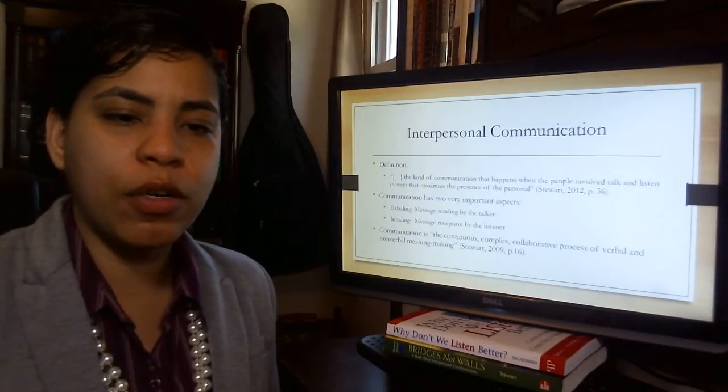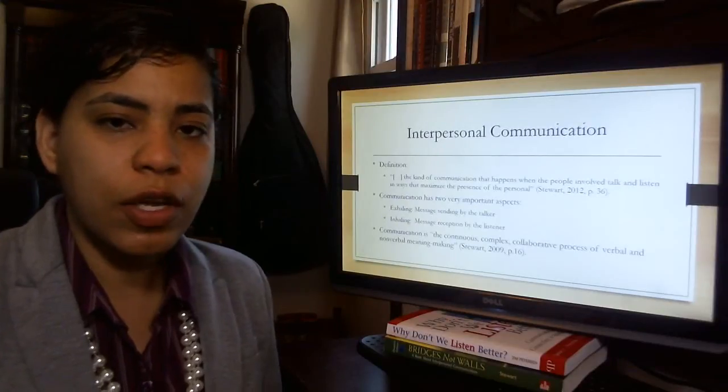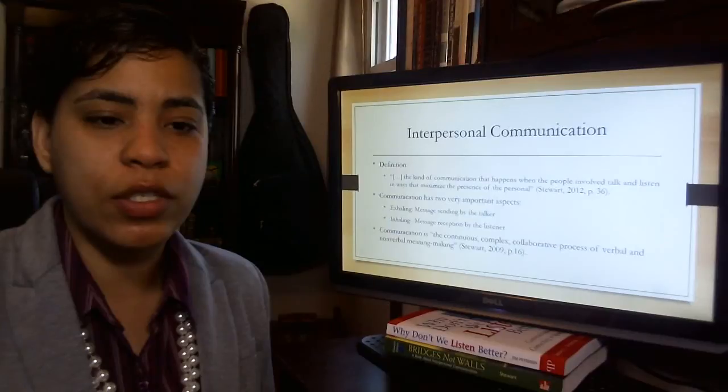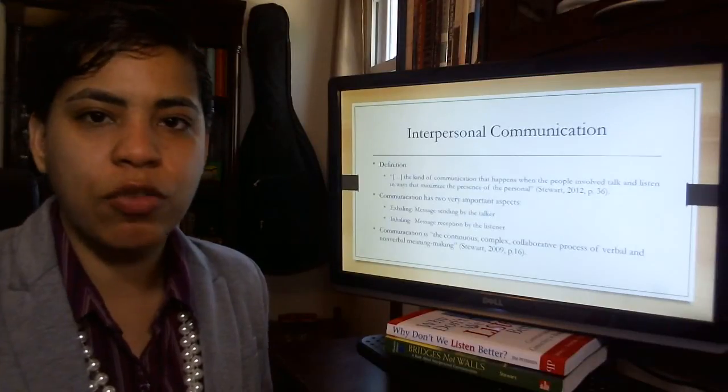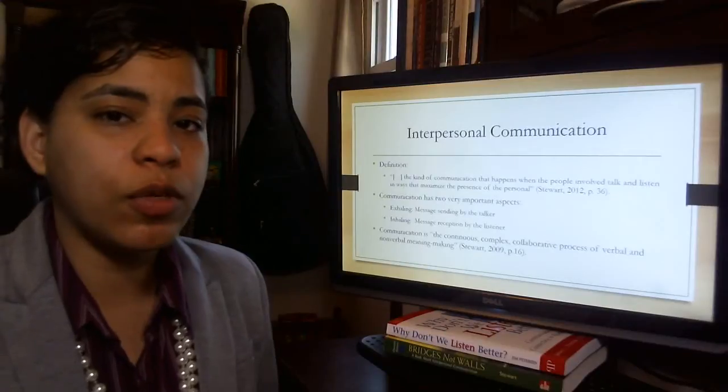For example, when a speaker is talking, they are verbally sending messages to the listener. However, if the listener is not making any kind of oral noises, but has a bored expression or seems disinterested, they're also sending a message through their body language. Next slide.